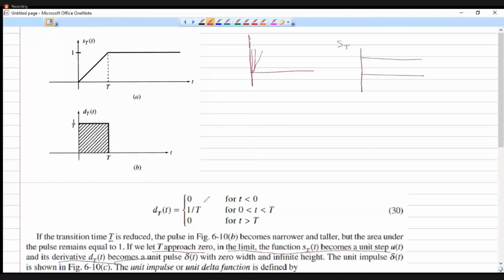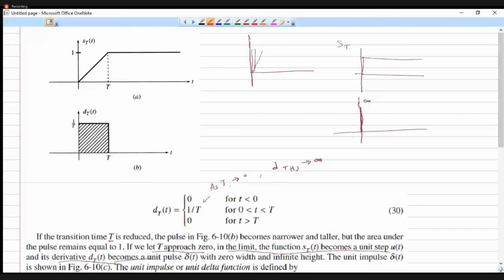So as T tends to 0 in this function, d_T of t is now going to be tending to infinity. So we can see that at the instant t is equal to 0, at the 0 instant. So that is one of the reasons why the unit step function is not defined for t equal to 0. Okay, so that is defined only for this unit impulse function. So this will tend to infinity.